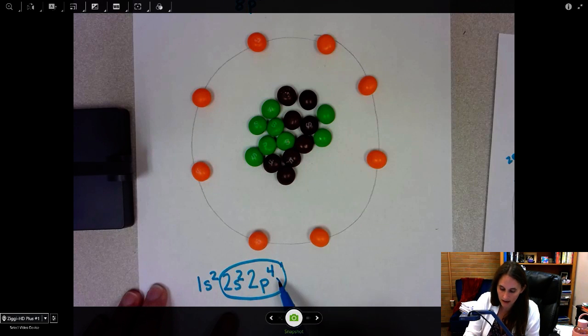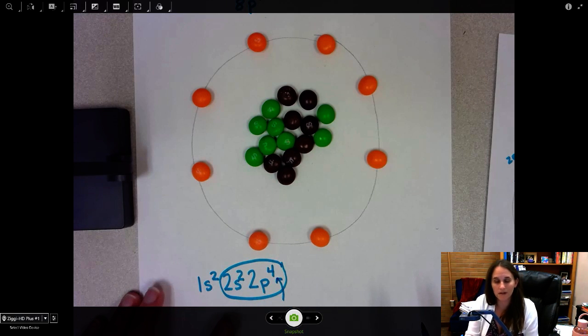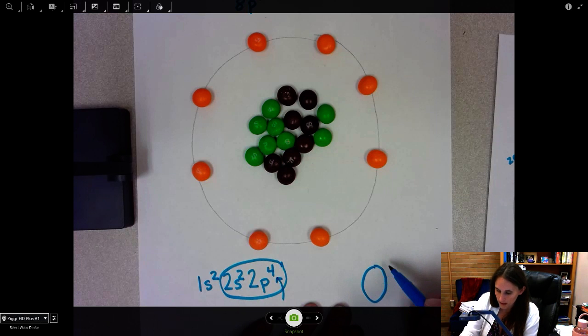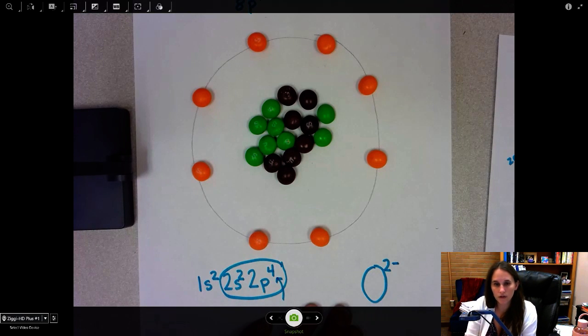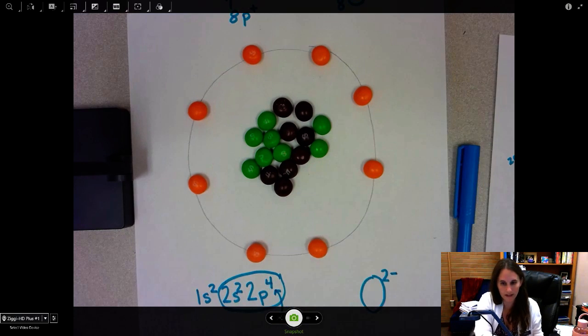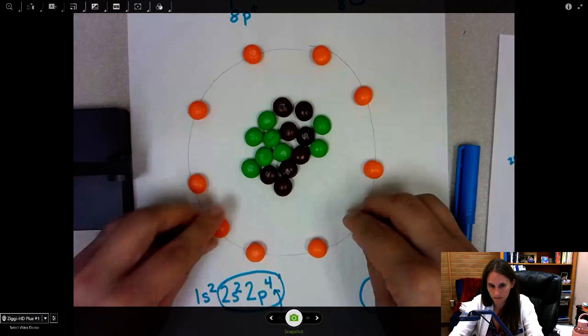And you can see here I have room for 2 more in this sublevel, which helps us understand why oxygen becomes a -2 ion. Because if it can gain 2, that would make it isoelectronic with neon. It would become 1s2, 2s2, 2p6. And then it would be isoelectronic with that nearest noble gas. So let's have it gain 2 electrons.